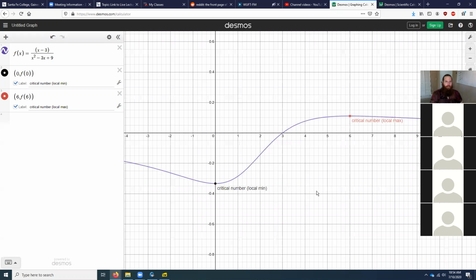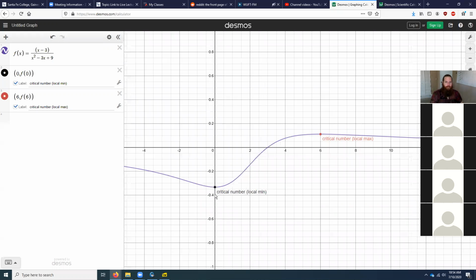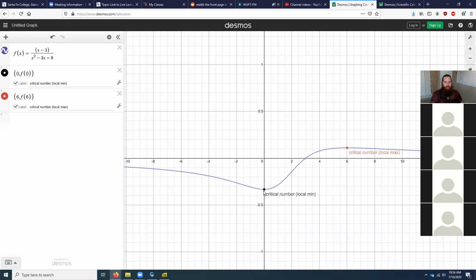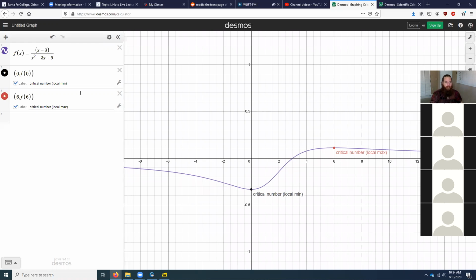If I was looking for absolute mins and absolute maxes, if you look at this whole graph, you see, oh, well, this guy down here is not just a local min, but is also an absolute min. And this max here isn't just a local max, he's also an absolute max.